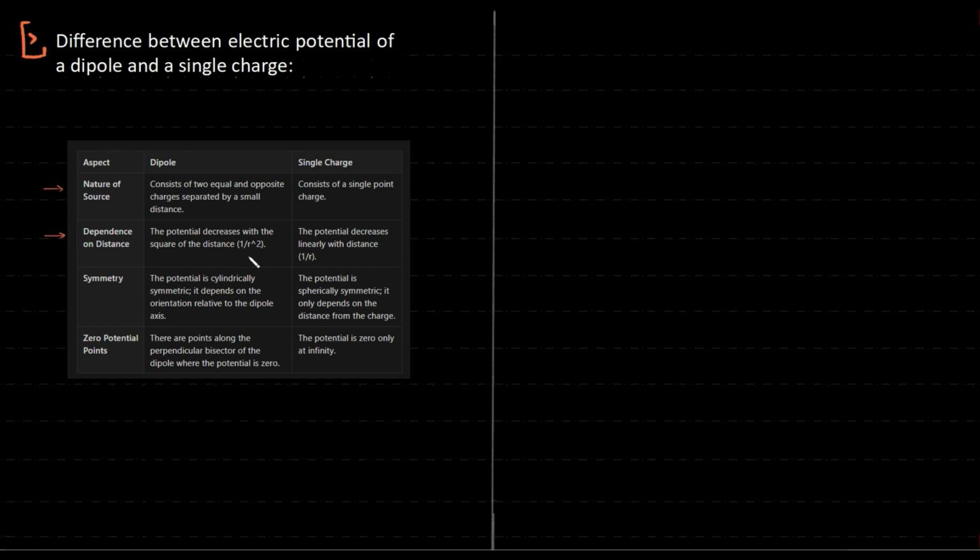Dependency on distance: for a single charge, it is going to follow the inverse square law. Here, for the dipole, it is not going to follow the inverse square law. It's decreasing at a rate of 1 by r.